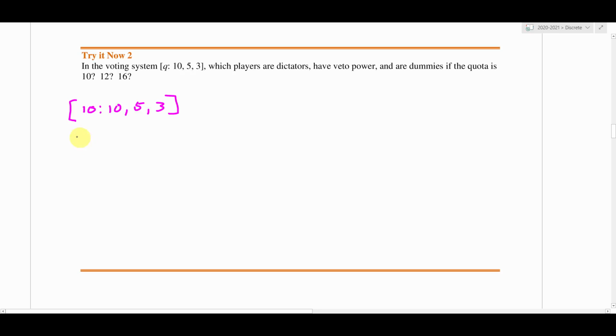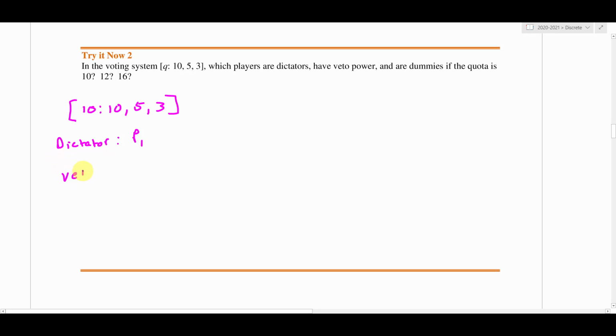Okay, so for dictators, we do have a dictator in this particular election. That's going to be player 1. And that is because player 1 has enough weight to pass a measure all by himself. He's got a vote of 10. The quota is 10, so he can pass a measure all by himself, right?